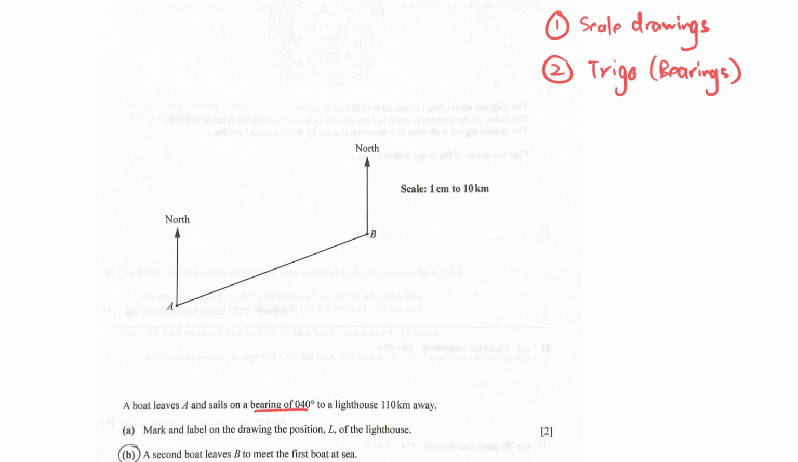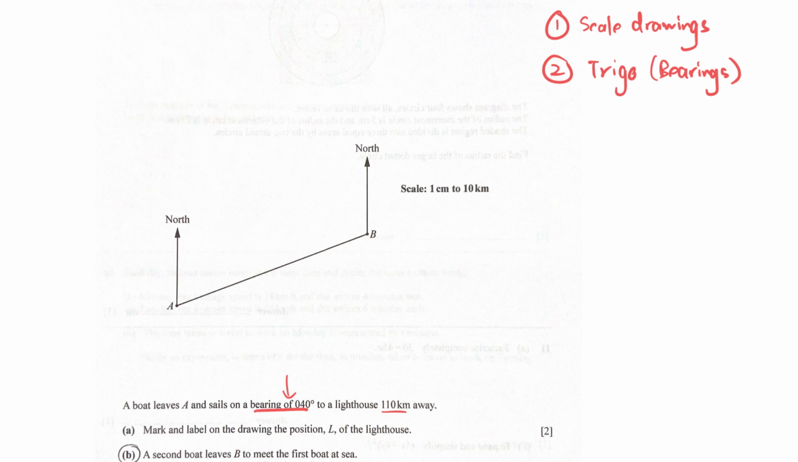So for part A, I'll just fast forward a bit, and I will mark out the position of L, considering the bearing of 40 degrees and a lighthouse 110 km away. I will fast forward now. Right, there you go. So we have marked out a distance of 11 centimeters on the scale drawing, with a bearing of 40 degrees. So lighthouse L is here as such.